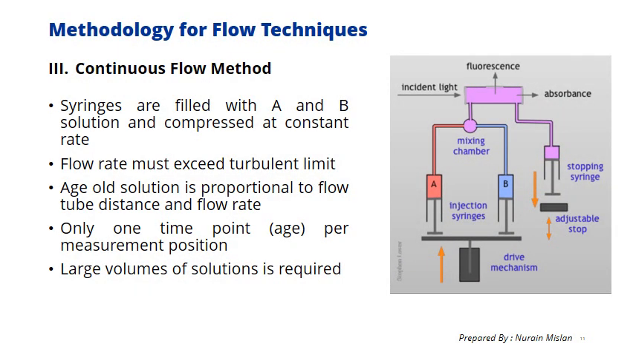For the last method for flow techniques, the continuous flow method, syringes are filled with A and B solution and compressed at a constant rate. Flow rate must exceed the turbulent limit. The age of the solution is proportional to flow tube distance and flow rate. Only one time point is obtained per measurement, as per position, and a large volume of solution is required for this method.